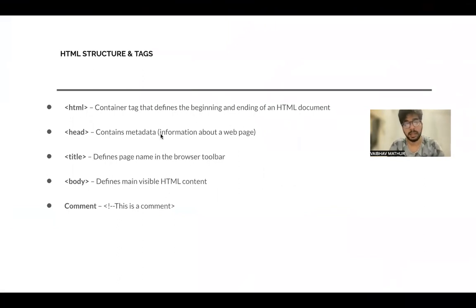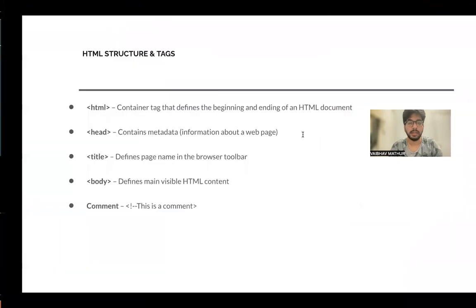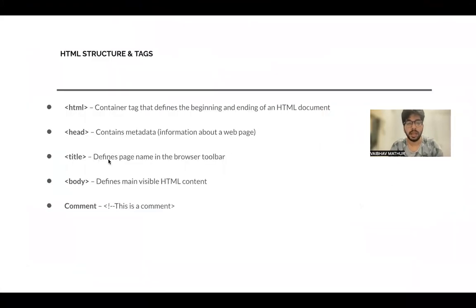Then is the head tag that contains metadata, that is information about a web page. Like we had title, that was information about the web page. So that contains that. Then title defines the page name in the browser toolbar. So it will define the name exactly. Body defines the main visible HTML content, all your links, text, images, buttons, everything would be inside your body tag.